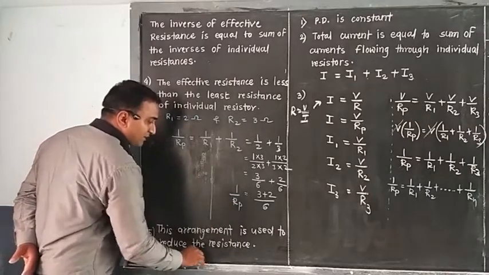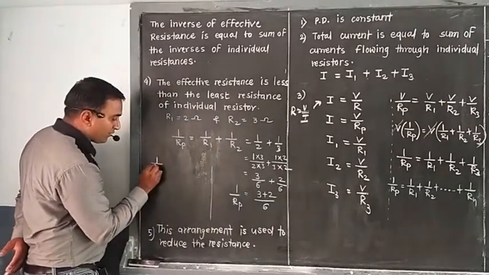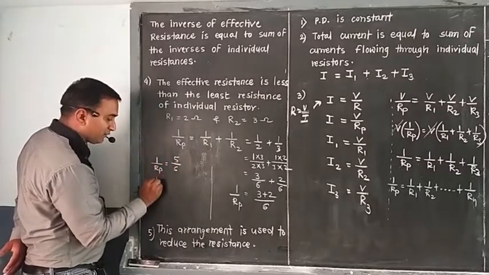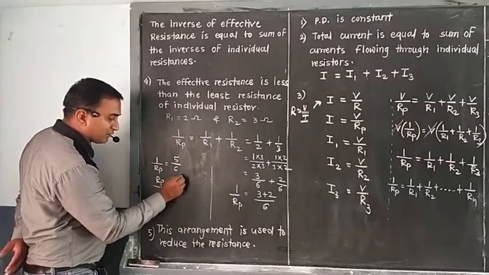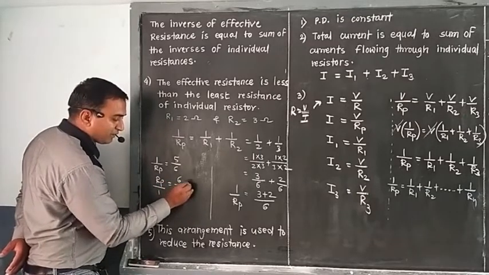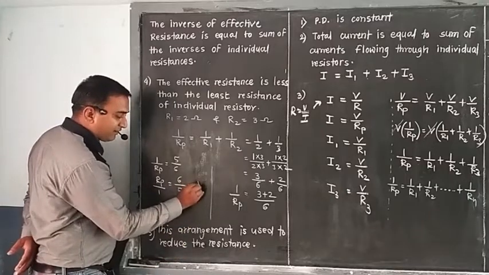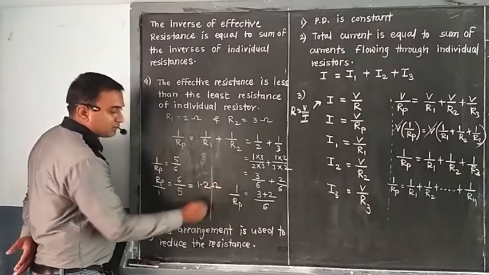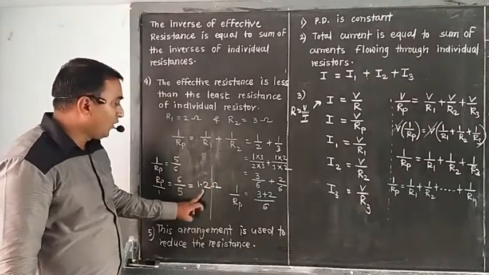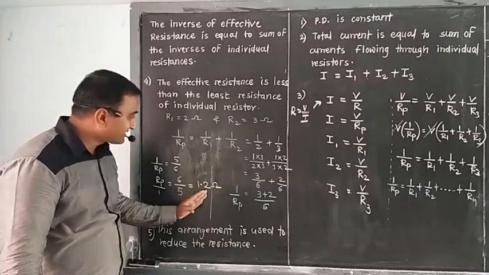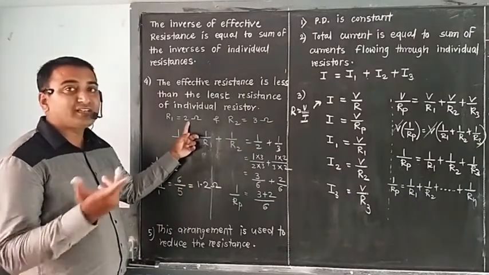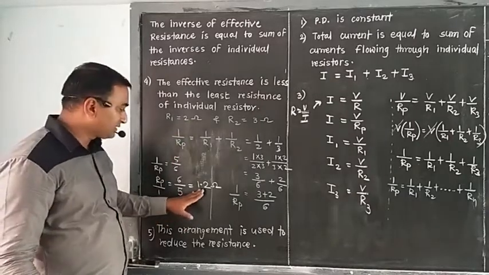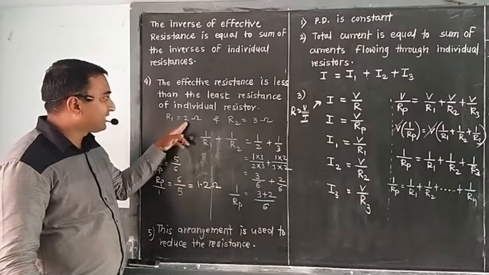So 1 upon Rp is equal to 5 upon 6. So Rp upon 1 is equal to 6 upon 5. And the final answer: 5 ones are 5, then 5 twos are 10, that is 1.2 ohm. So see here, 1.2 is less. Out of 3 and 2, which one is the least? 2 is the least, or not? That means 1.2 is less than the least.